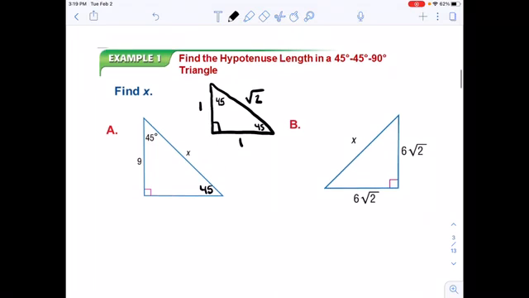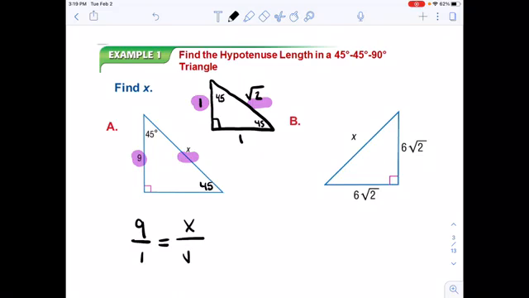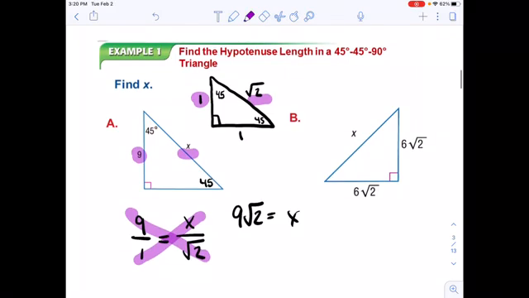So, to set up a proportion, I am going to do leg over leg equals hypotenuse over hypotenuse, so 9 over 1 equals x over root 2. Go ahead and cross multiply to solve. You get 9 root 2 equals 1x, but if you divide by 1, that doesn't change anything, so 9 root 2 equals x is your solution.